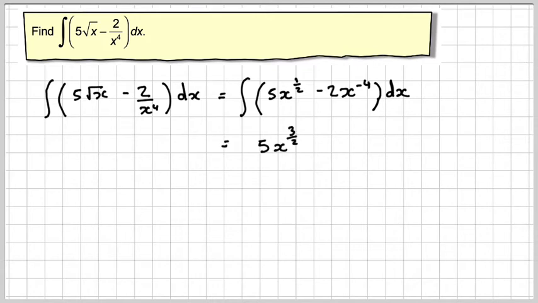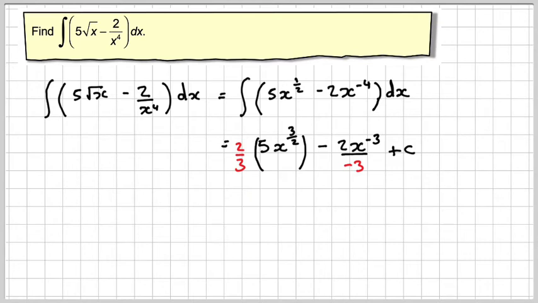Okay, so that will be integrating 5x to the 3 over 2. Then when we divide by 3 over 2, it's the same as multiplying by 2 over 3. And this would be minus 2x to the minus 3. Don't forget, when you add 1 to minus 4, it becomes minus 3. Divided by minus 3, that's 2x to the minus 3 over minus 3. And then don't forget the constant of integration.